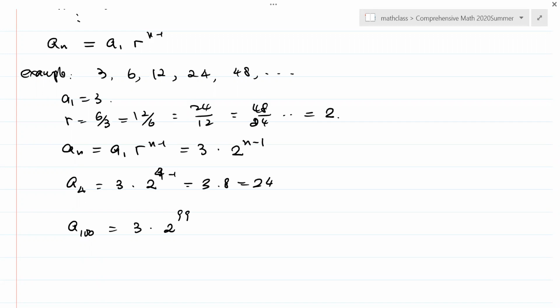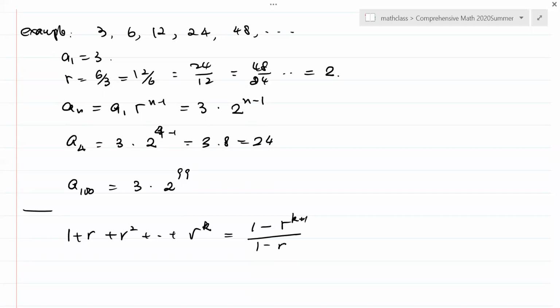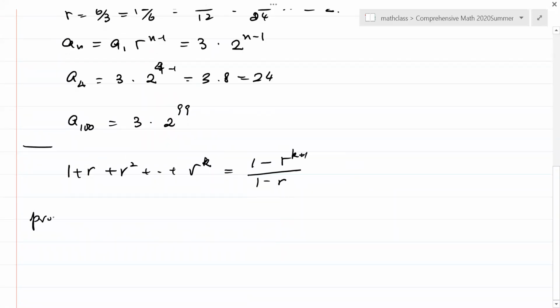All right. Now, there is a very important formula. The formula is 1 plus R plus R squared up to R to the K, and together it equals 1 minus R to the K plus 1, over 1 minus R. The question is, can we prove it? Here's a proof. We should know the proof, not only just memorize it.